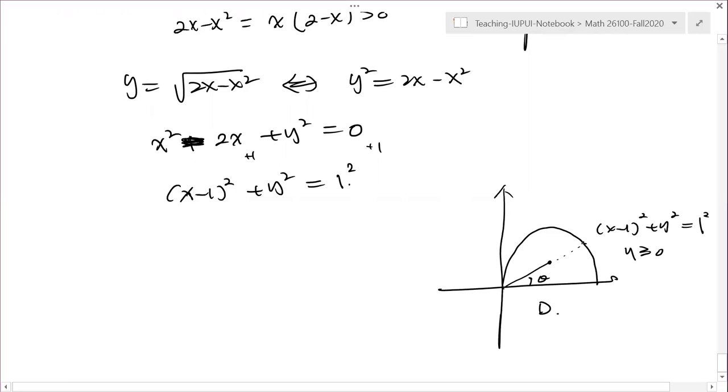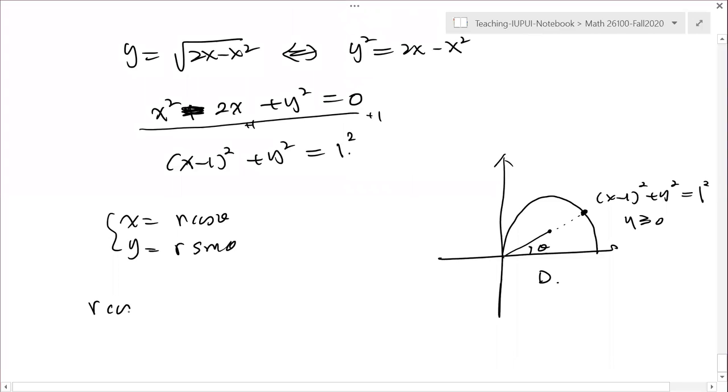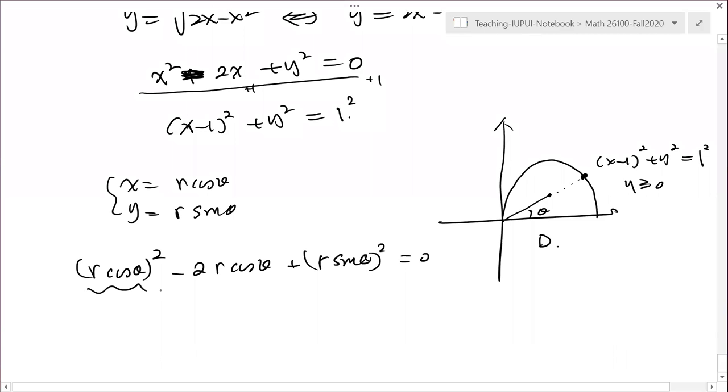I want to describe the r here, the upper bound. So I use this equation, it doesn't matter. x equals r cosine theta, y equals r sine theta. So I plug into our equation: (r cosine theta) squared minus 2r cosine theta plus (r sine theta) squared equals 0. So those two give you r squared.